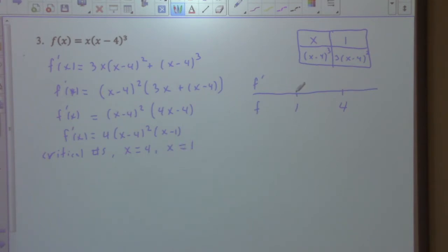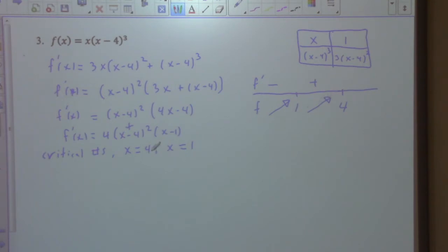We go to the left of 1, and so to the left of 1 you're going to have a negative, and what about this thing here? This is always positive, and so it's going to be negative times a positive over here, so that's going to be negative. Is that correct? Mm-hmm. And then to the right of this, if we pick 2 for instance, well then we'd have a positive times a positive.